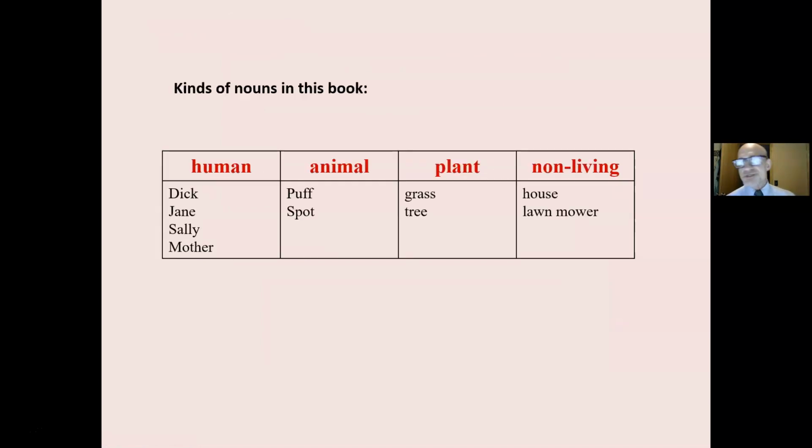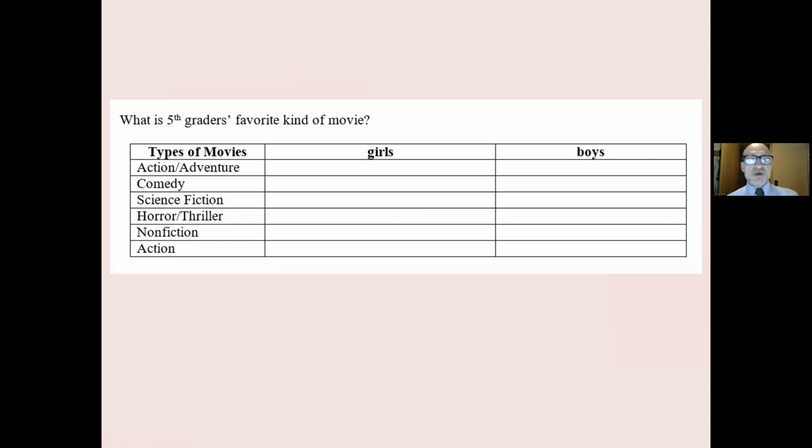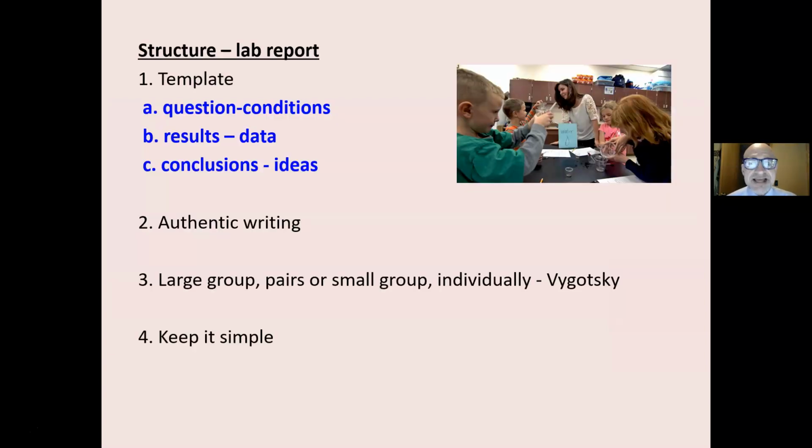Kinds of nouns in this book. And again, they're looking at nouns. We're reinforcing nouns and different types of nouns. What is 5th graders' favorite kind of movie? And they can organize it, boys and girls. That is a data retrieval chart, tally marks, you get the idea.